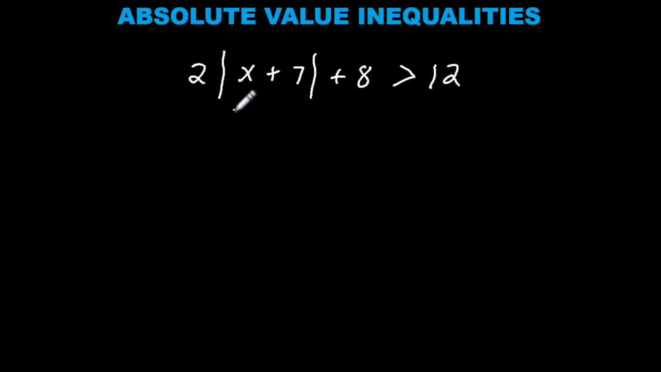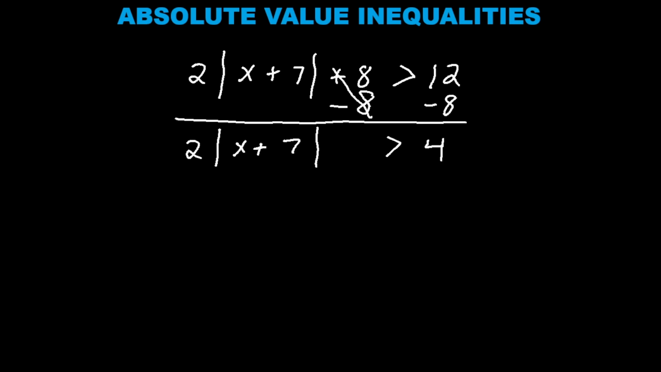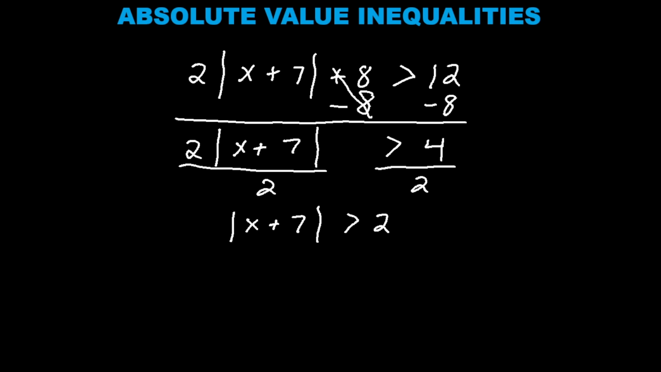In this next example, we see that we have things that are outside the absolute value. So in order to do this, we have to first get the absolute value of X plus 7 by itself. I start that by first subtracting 8 from both sides, which leaves us with 2 times the absolute value of X plus 7 is greater than 4. So the next thing I'll do is divide both sides by 2. And now our absolute value inequality is in the correct form for us to solve it.